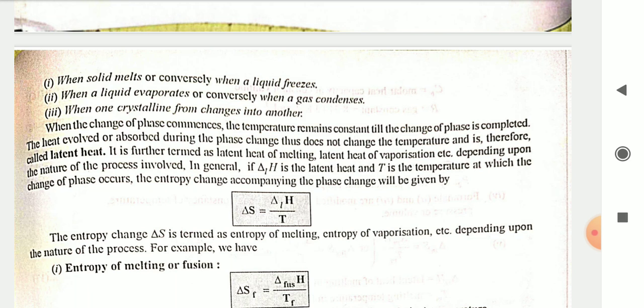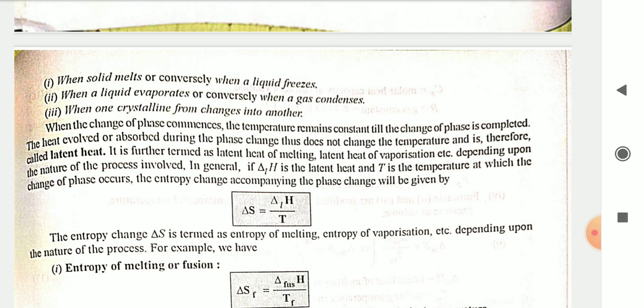During the change of phase, the temperature remains constant till the change of phase is complete. The heat evolved or absorbed during the phase change thus does not change the temperature and is therefore called the latent heat. It is further termed as the latent heat of melting, latent heat of vaporization, etc., depending upon the nature of the process involved. In general, if delta LH is a latent heat and T is the temperature at which the change of phase occurs, the entropy change accompanying the phase change will be given by delta S is equal to delta LH by T.